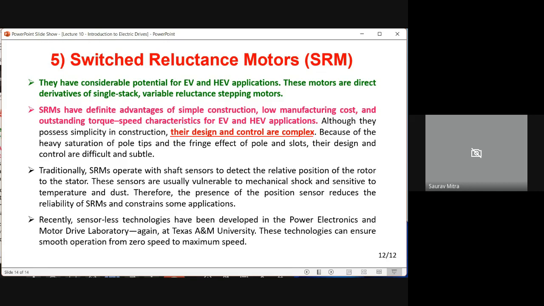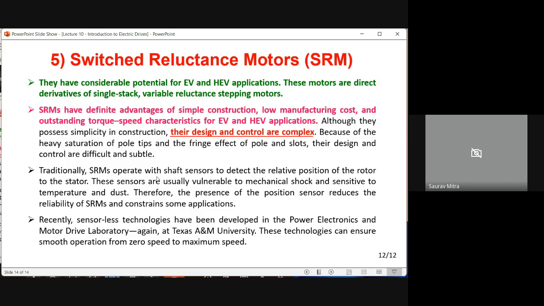So they have the definite advantages of simple construction and low manufacturing cost. Another thing, outstanding torque speed characteristic for EV and HEV. Although they possess simplicity in construction, their design and control are complex. How to design this kind of motor and how to control SRM is a little complex because of the heavy saturation of pole tips and the fringe effect of poles and slots. Their design and control are difficult and subtle.